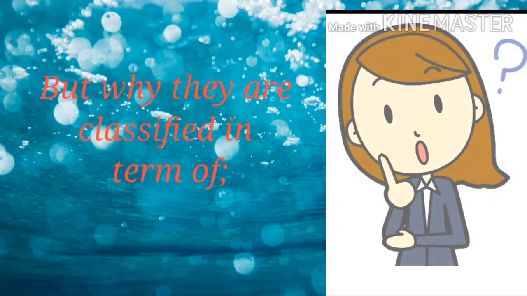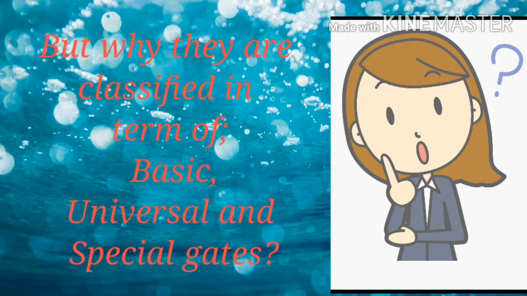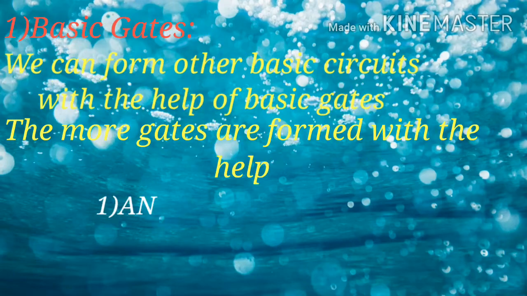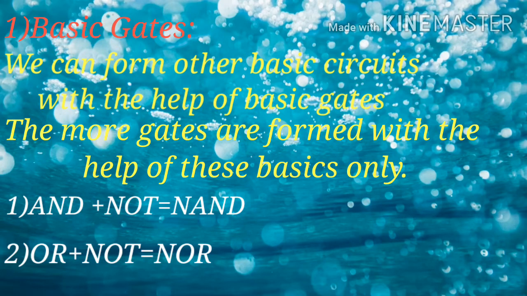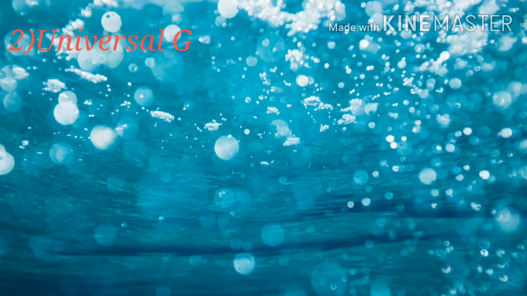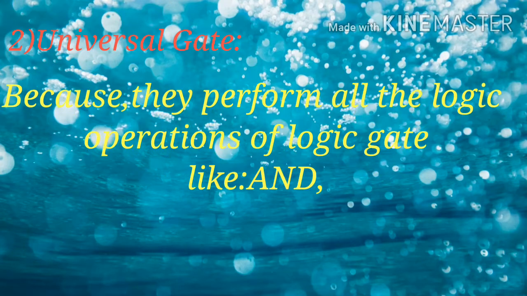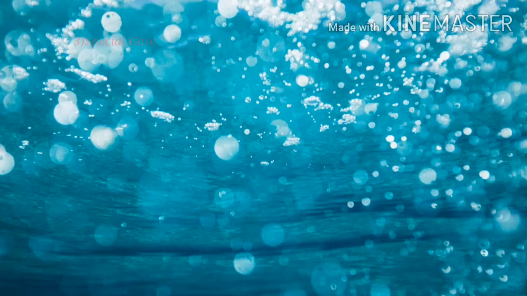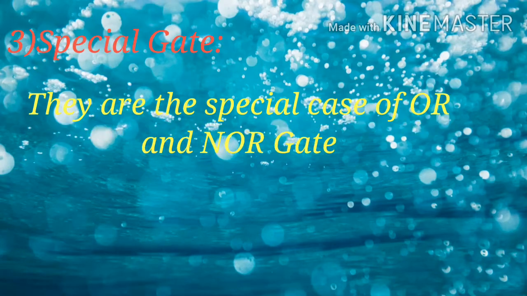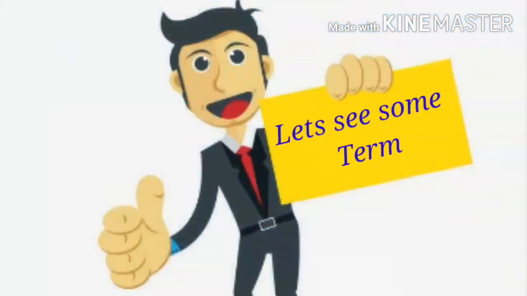A question may arise: why are these gates classified as basic, universal and special? Because with the help of basic gates we can form other more complex circuits. Similarly, universal gates can perform all the logic operations of other logic gates. And special gates are just special cases of the NOR gate. Before moving forward, let's learn about some terminologies.